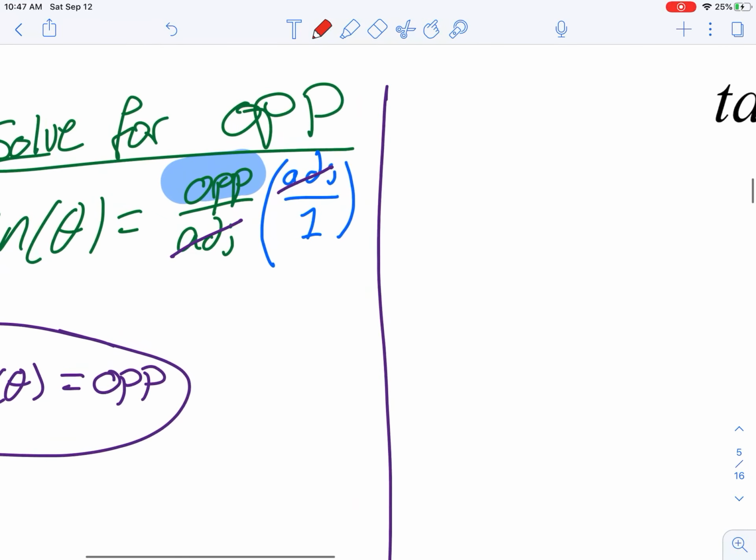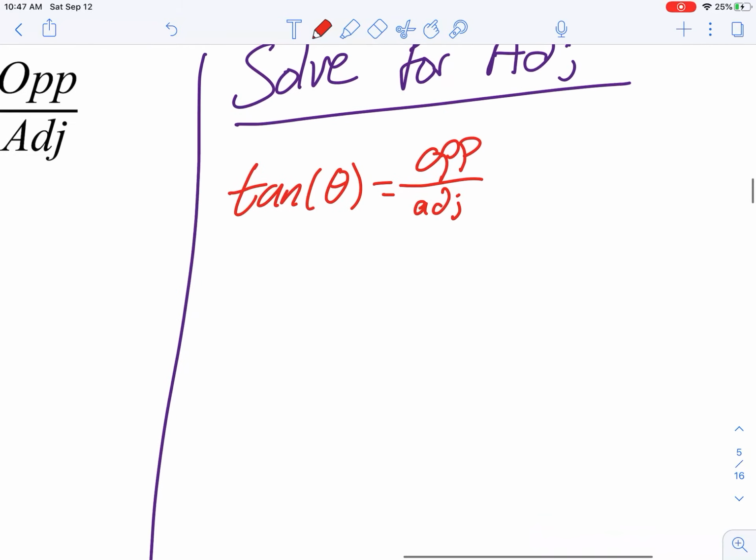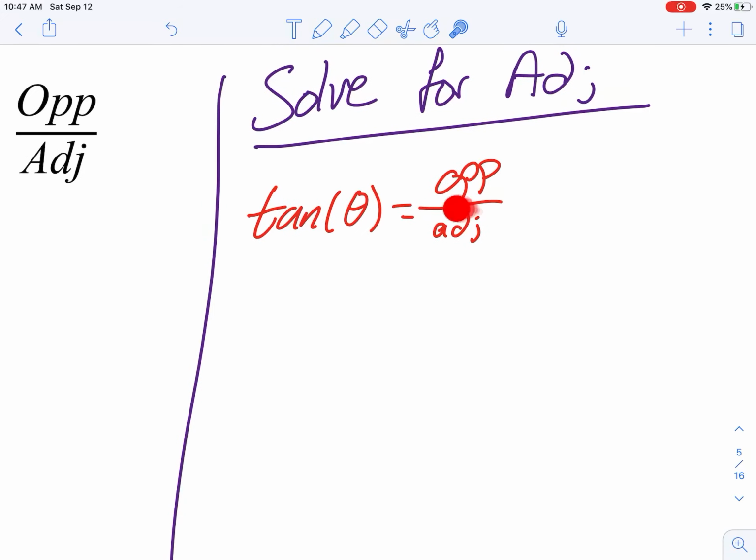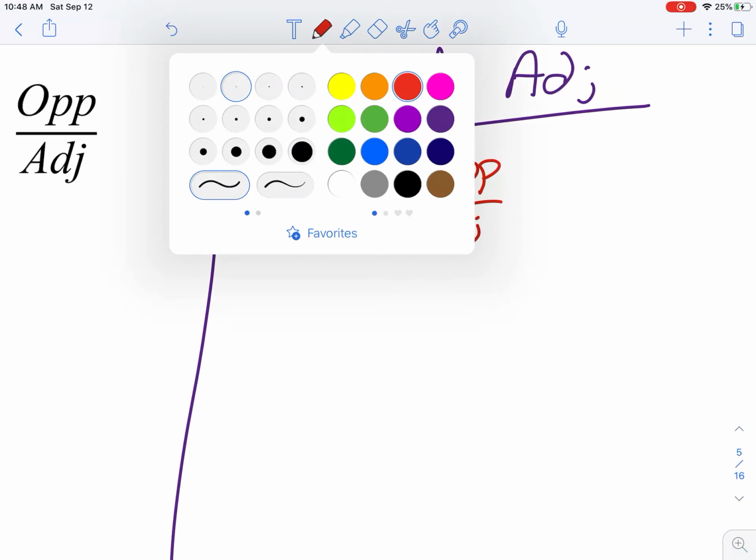Okay, so remember, we wanted to cancel out the adjacent. It was dividing things, so we multiplied both sides by adjacent over 1. This time, we're actually going to solve for adjacent, okay? We want to know what this value is, so we have to get it alone. Okay, how can we do that? Well, if you ever are solving for something on the bottom, we want to get it to the top. Okay, so we're going to do kind of the same thing here.